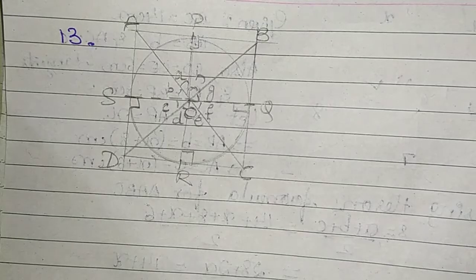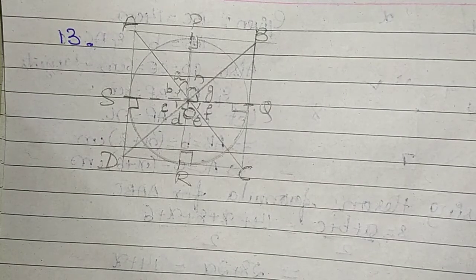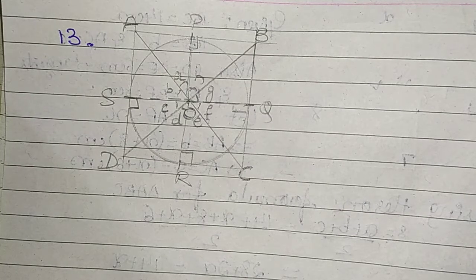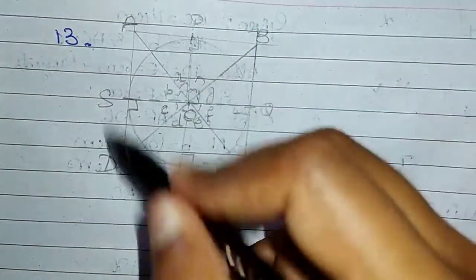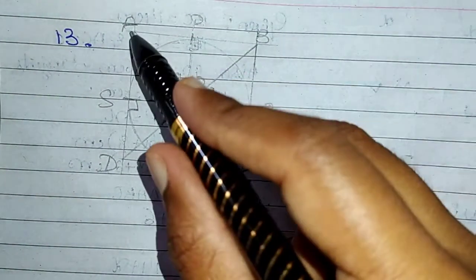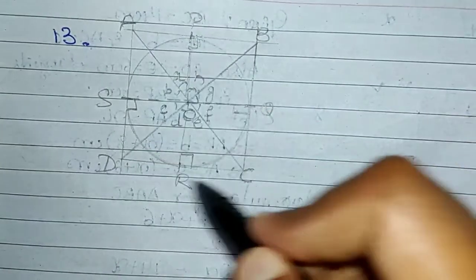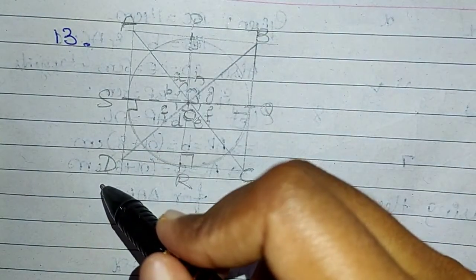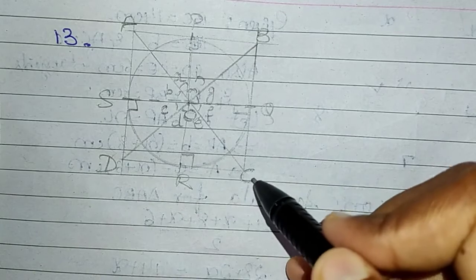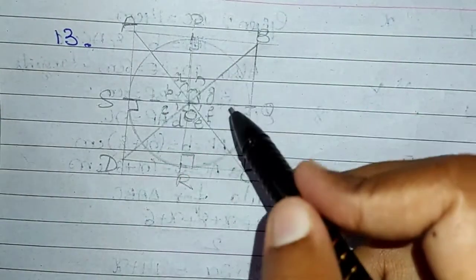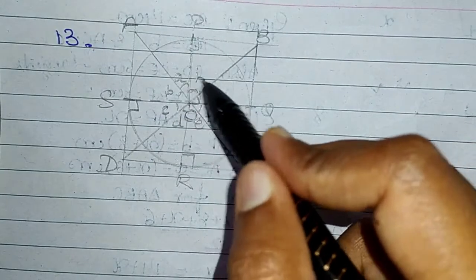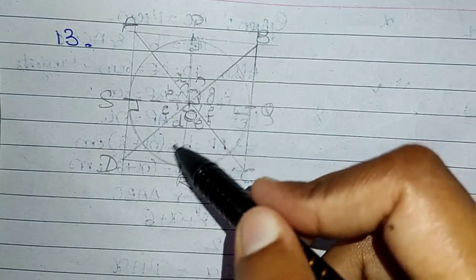So in the last question of our exercise, prove that opposite sides of a quadrilateral circumscribing a circle subtend supplementary angles at the center. So this is our quadrilateral ABCD which is circumscribing the circle with center O. Then we have to prove that the opposite sides, that is AB and CD, subtend supplementary angles, that is these angles COD and AOB are supplementary. We have to prove that the sum of these two angles is 180 degrees.